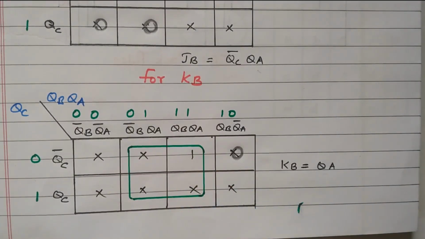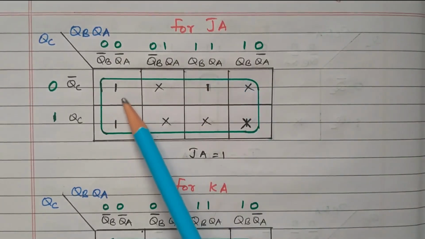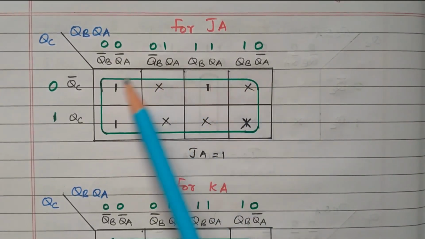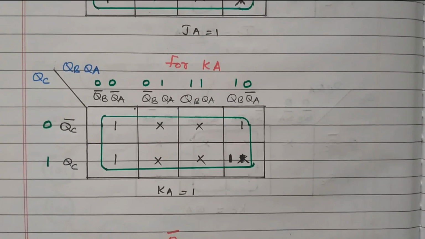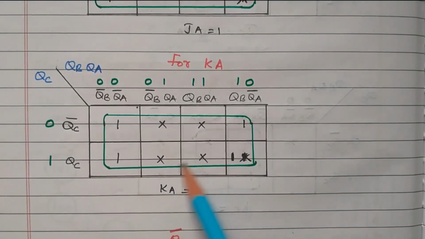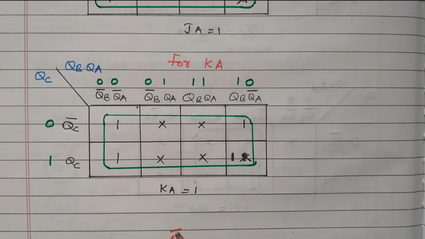Now we'll go to JA and KA. For JA, here all are covered, right. These 3 ones and remaining are cross mark. So that we can combine all 8 cells. So that we got JA equal to 1. Similarly KA also all cells are covered. These 4 are ones. These 4 are cross mark. So that we can cover all 8 cells. We got KA equal to 1. So we got the value of expression for JA, KA, JB, KB, JC and KC.